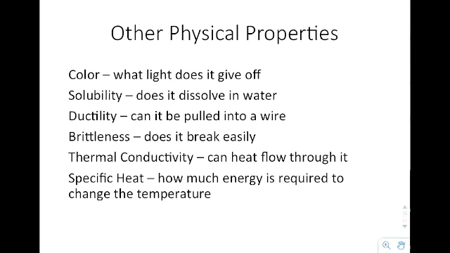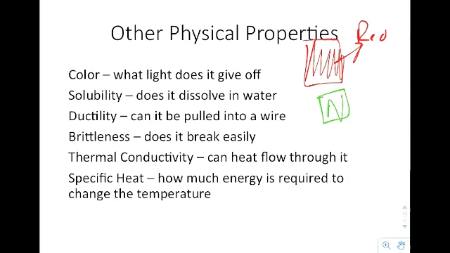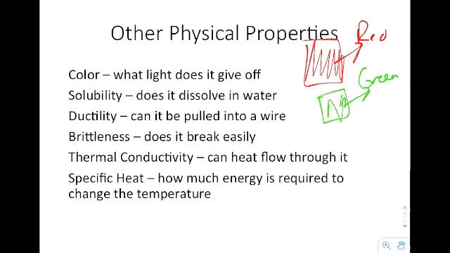Other examples of physical properties are color. In other words, what light does it give off? For example, if you were to look at this substance that I'm drawing right here, it gives off red light, whereas if we changed it to something like this, it would give off green. Okay, and that's an example of a physical property. Solubility is another one. Does it dissolve in water? If you've ever tried to cook and you mix oil and water, you know that they don't mix, so it doesn't dissolve very well.